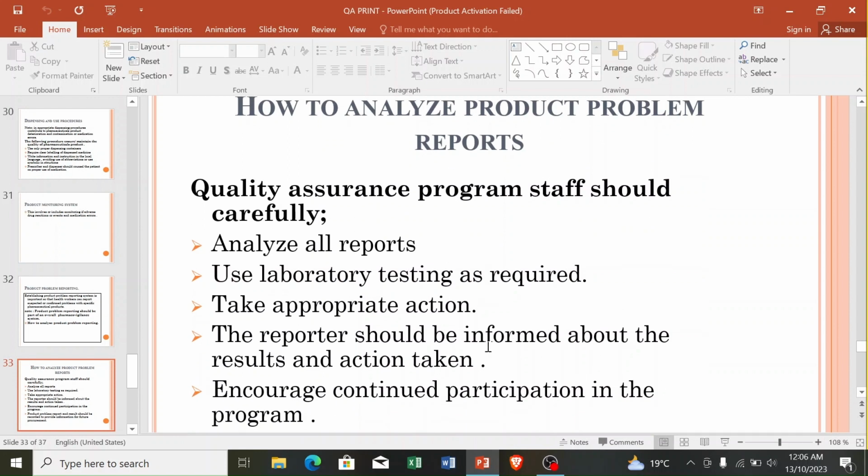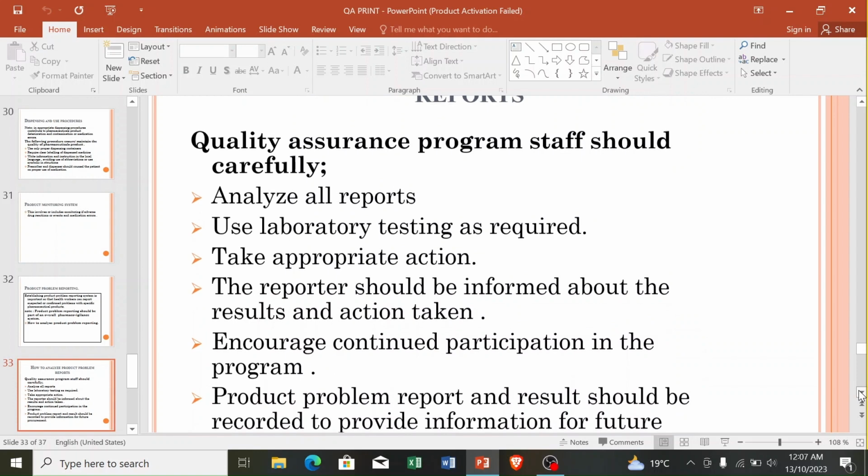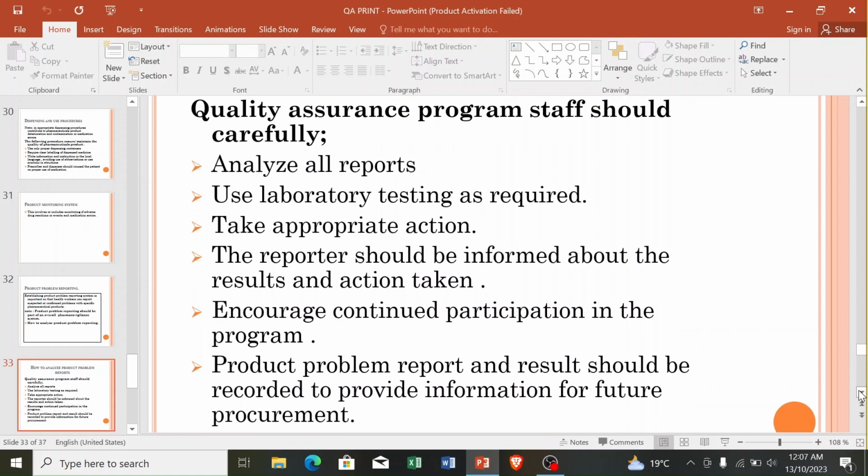And then we find that the reporter should be informed. Those who report to us, the manufacturers, should inform. We have to give feedback. We see that communication is not effective if the sender does not receive feedback. So there is need for us to send back the information. The reporter should be informed about the results and action taken. Encourage continued participation in the program. We keep encouraging people to keep giving us feedback. And then the product problem report and result should be recorded to provide information for future procurement.